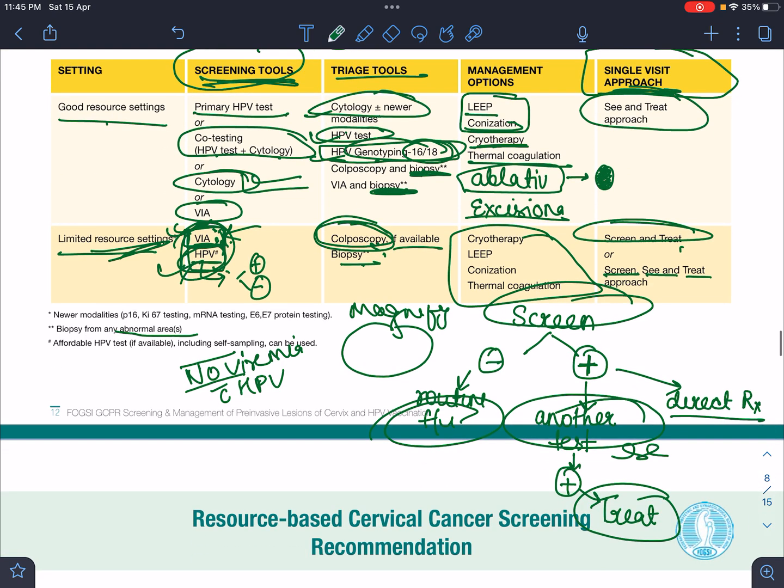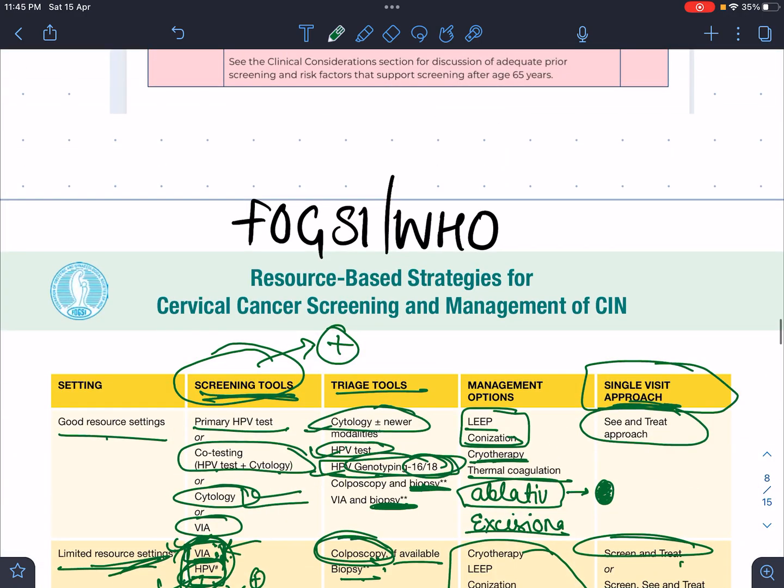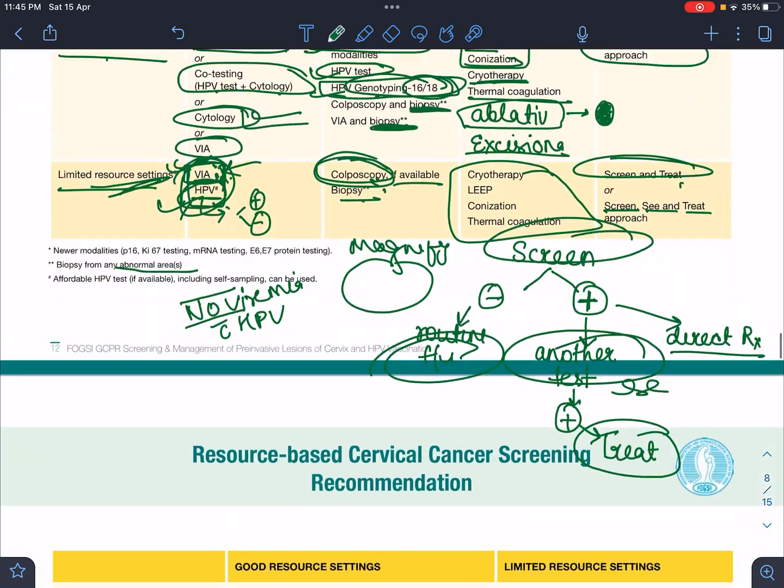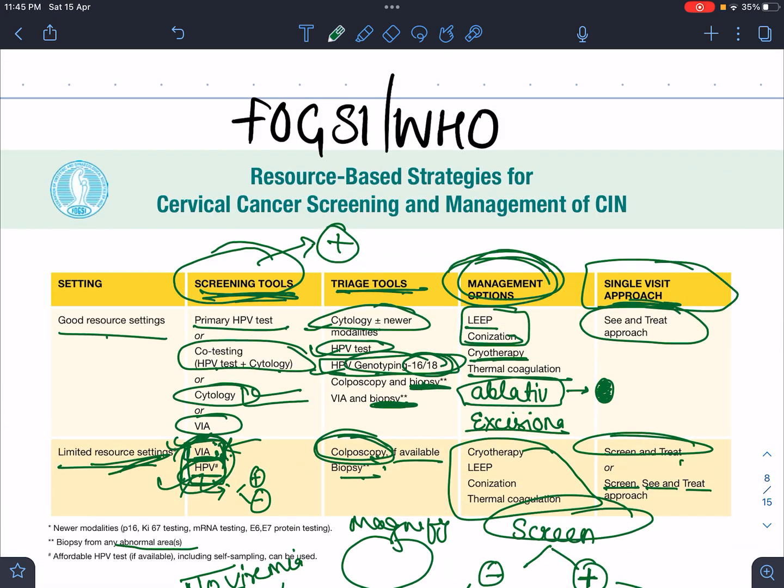Cryotherapy and thermal coagulation. Now these are the tools: screening tools, triage tools and management options. These management options are for if you're getting low grade lesions. You have to understand this. With these tests, it is unlikely that you will get an invasive cancer. Why? Because a patient with invasive cancer will come with symptoms. Post-coital bleeding, post-menopausal bleeding, such symptoms will be there.